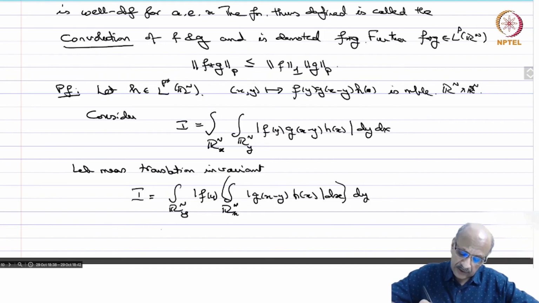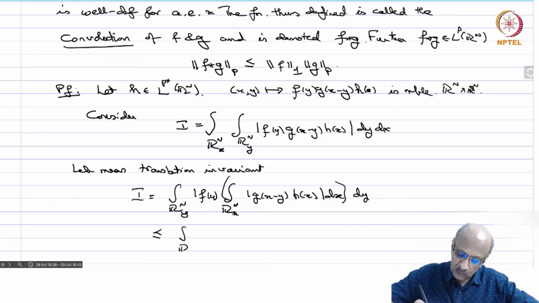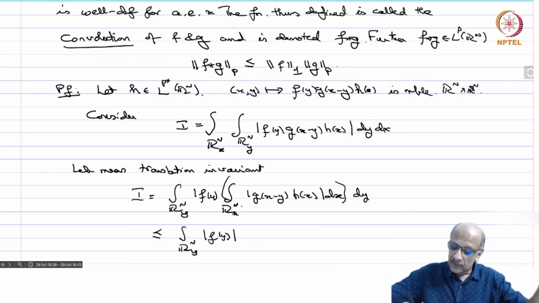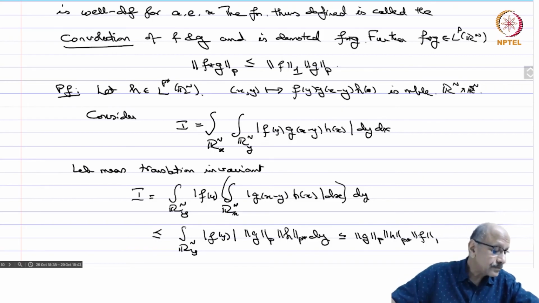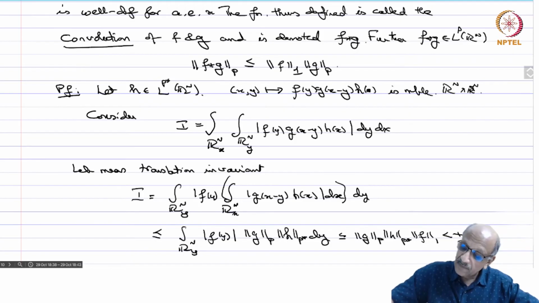So by Hölder's inequality, this is less than or equal to integral over Rn in y of mod f of y into, since y is now a fixed constant, you are just translating the origin for this function, and that's why Lebesgue measure is translation invariant. So this will give you norm g in Lp, norm h in Lp star. But these are constants which come out, and therefore this is less than or equal to norm g in Lp, norm h in Lp star. Then integral of mod f of y is just norm f in L1. Okay, and that is of course finite.